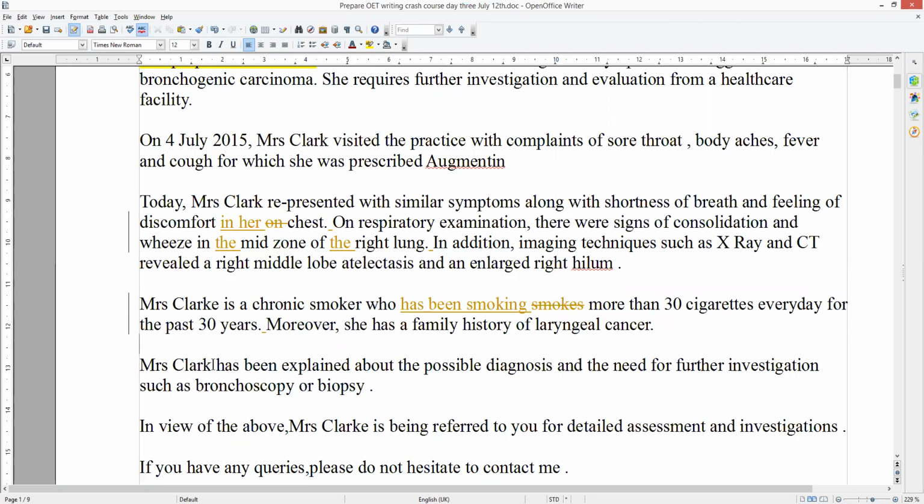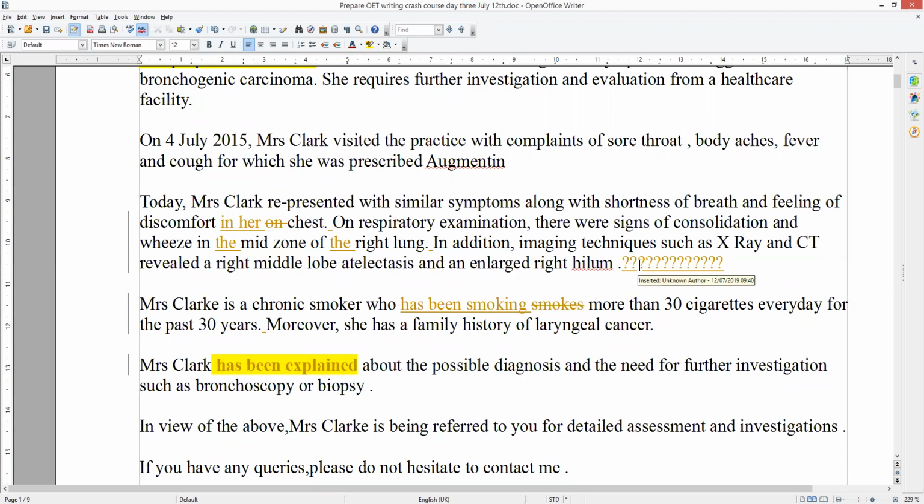Mrs. Clark has been explained. What? Has been explained? How can you use present perfect passive? Has been explained? You mean you explained to her about the diagnosis? Yeah? You can't use that there. That doesn't work. And what diagnosis? You don't say anything about it. You say, I found this, I found that, which means what? What's the diagnosis? What is it that you think it is?